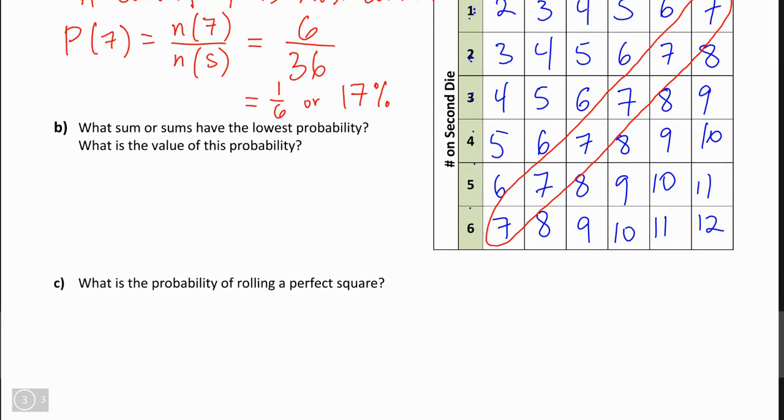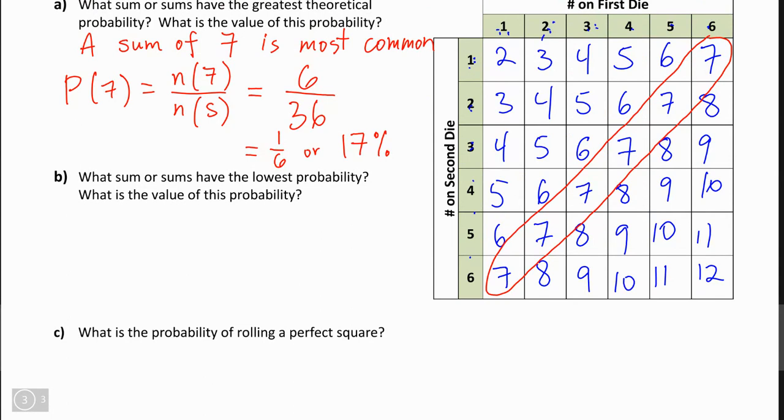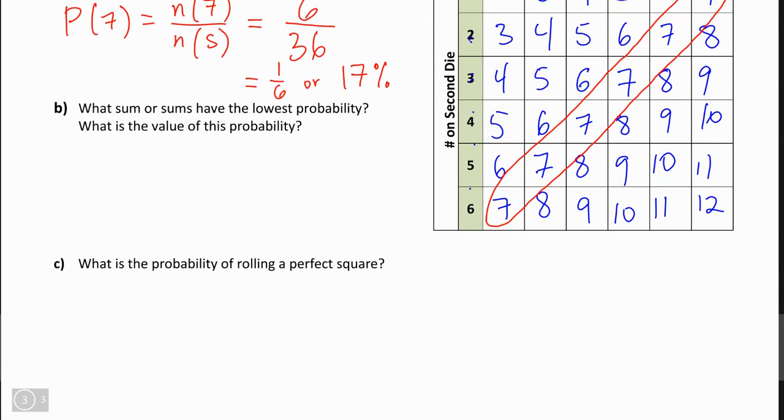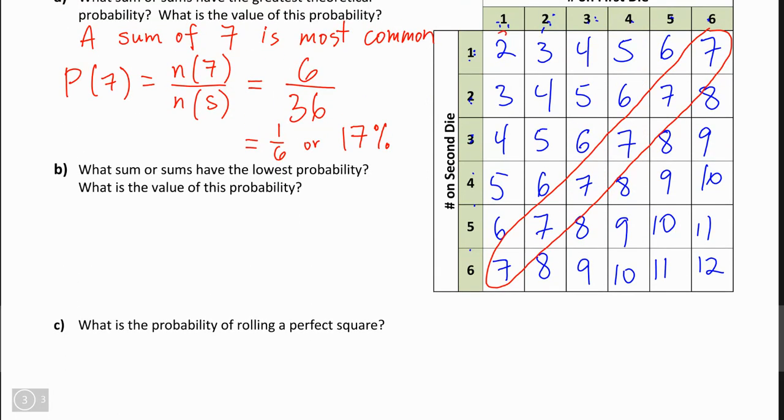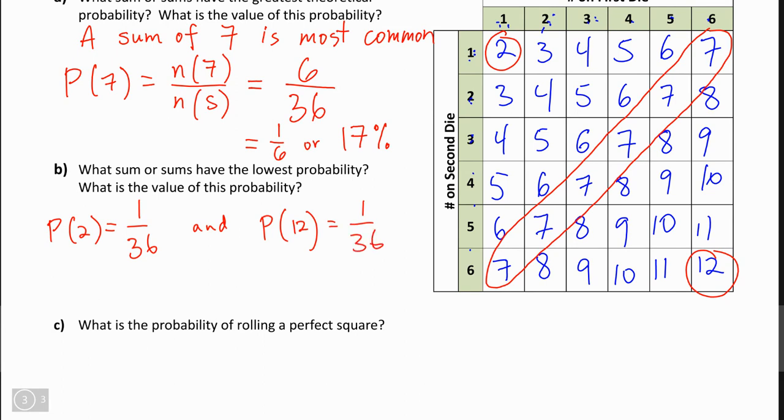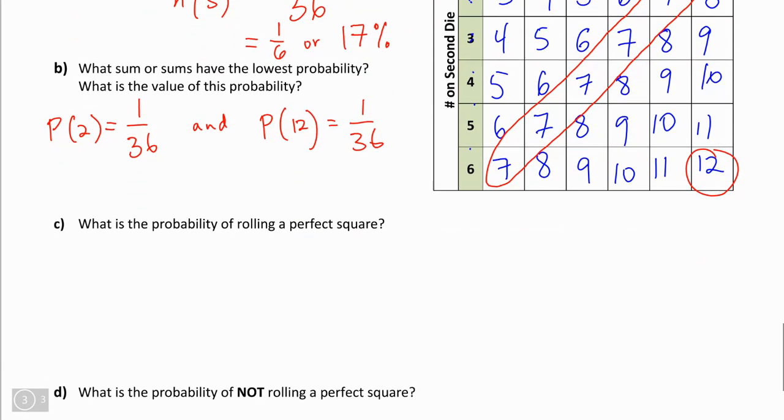Okay, so 17% chance to get 7s. So lucky number 7. Part B, what sum or sums have the lowest probability? What is the value of this probability? Well, 2 and 12 occur the least. So the probability of getting a 2 is just 1 out of 36. And the probability of getting a 12 is just 1 out of 36. Okay, so that's the answer for that one. Very small chance.